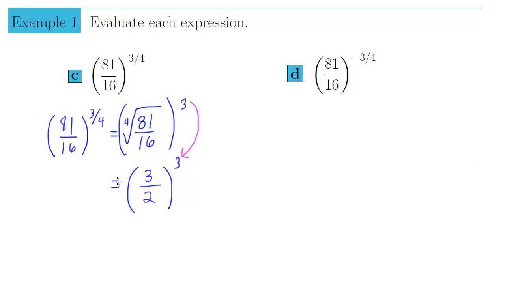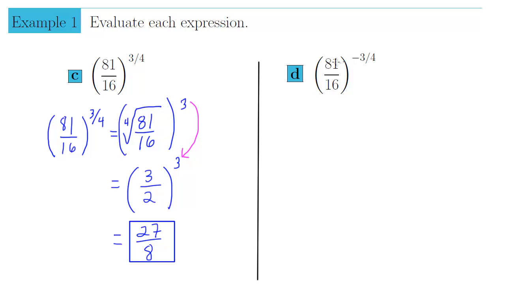So now we have to take 3/2 to the 3rd power. Well, 3/2 times 3/2 times 3/2. 3 times 3 times 3 is 27. 2 times 2 times 2 is 8. So ultimately, 81 over 16 to the 3/4 power becomes 27 over 8.